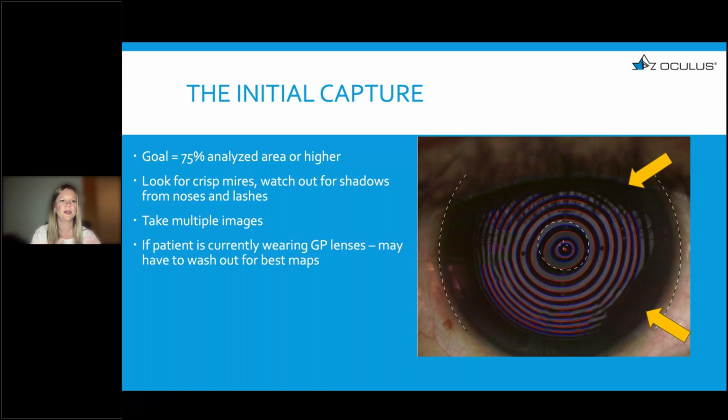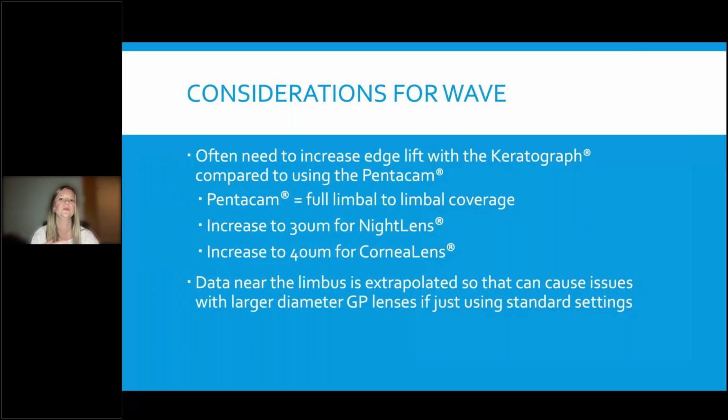The other thing too is that I want at least 75% analyzed area or higher. I'll show you where that is on a future slide, but I want that number to be 75% or higher. If it's a lower analyzed area, that just means that there's a lot of data that might be extrapolated and it's not true data. So it might lead to a little bit more remakes versus having a first lens success. And I believe that is true in any type of lens that you're designing, whether it be Wave or not, but specifically for Wave because it's topography guided.